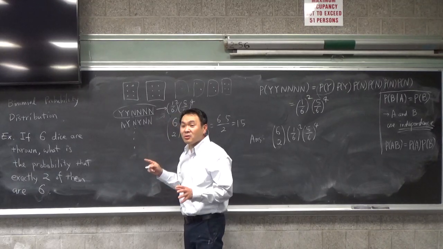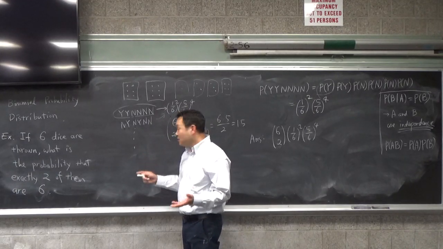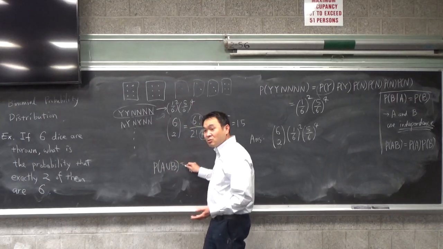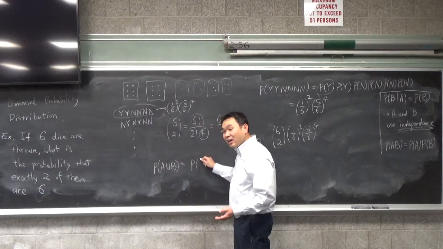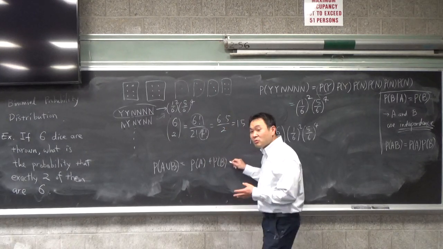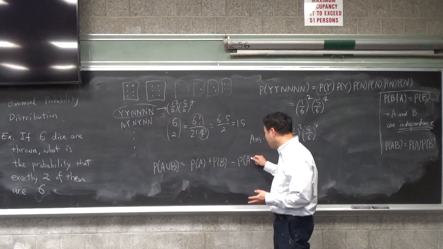Or do you? You add, right? So if you have A or B, what's the addition principle? You have to add the probabilities. Of course, you have to subtract if there's any overlap.